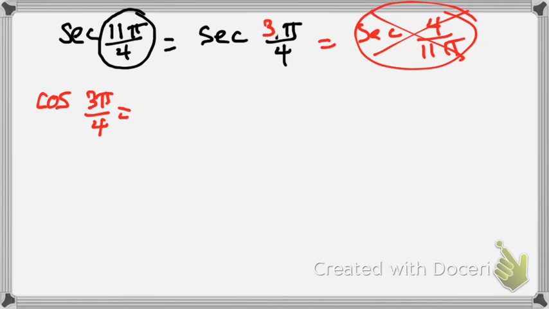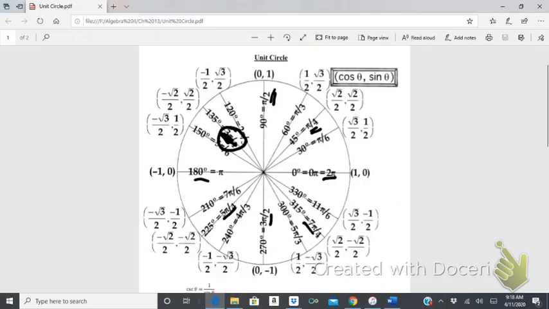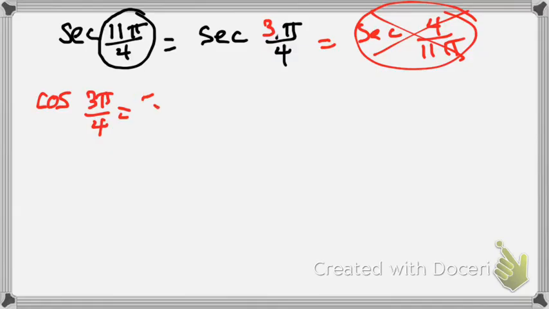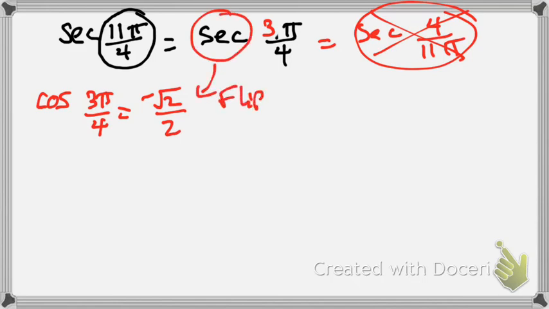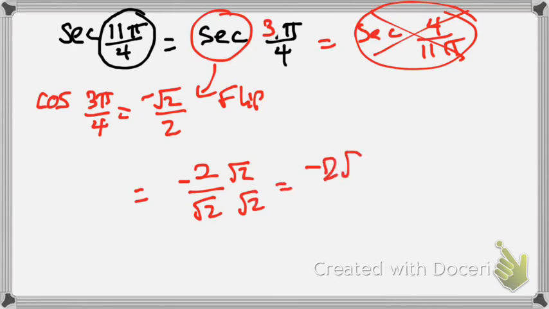So I'm going to look back at my unit circle. The cosine of 3 pi over 4 is negative square root of 2 over 2, right? So this is equal to negative square root of 2 over 2. And now if I want to find the secant, I just flip this. So now the secant is going to equal negative 2 over the square root of 2, and I just have to get rid of those square roots. So this is going to be negative 2 square roots of 2 over 2. I can cancel, and then I'm left with negative square root of 2.